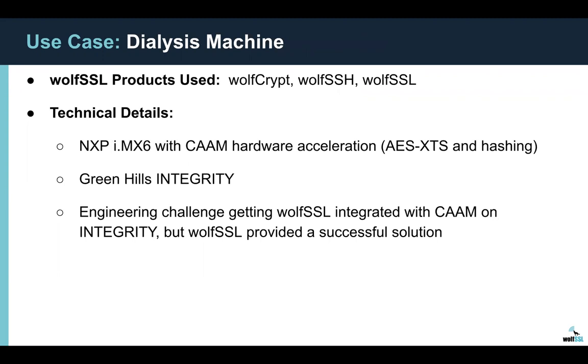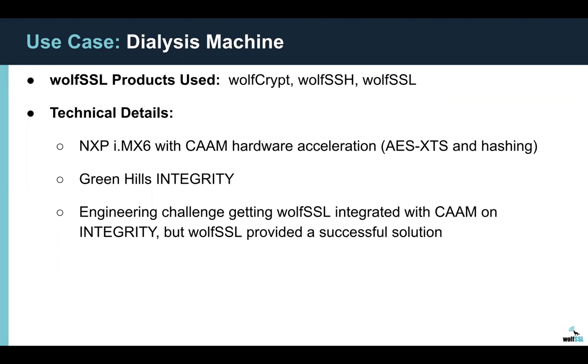Second use case here is a dialysis machine. This used wolfCrypt for cryptography, wolfSSH, and also wolfSSL. This is an NXP IMX6 device that was using the CAAM hardware crypto acceleration, specifically for AES-XTS and hashing. This was running on Green Hills INTEGRITY. And here we had some engineering challenges getting wolfSSL to integrate right down into the CAAM device, especially on INTEGRITY.